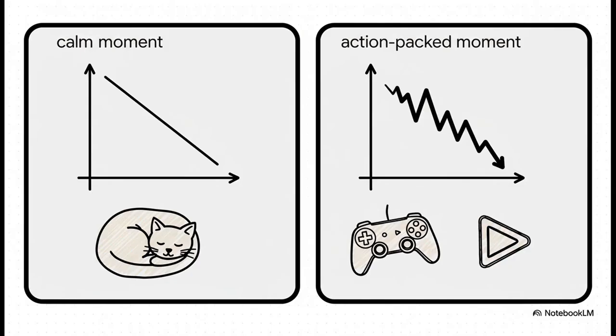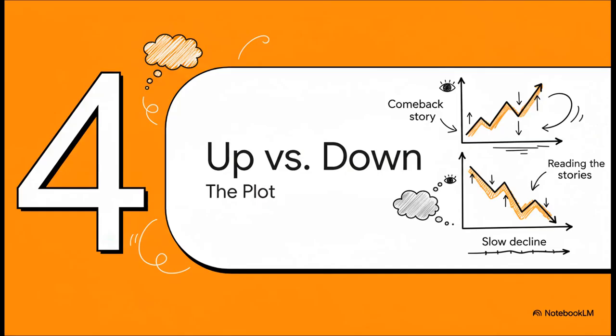So here's the big takeaway, the thing to remember. A straight line means a constant rate of change, steady as she goes. A curved line means that rate of change is, well, it's changing. It's either speeding up or it's slowing down. This is the perfect visual for the difference between a calm moment and an action-packed one in our phone's day. Okay, so we've got the pace of the story down.